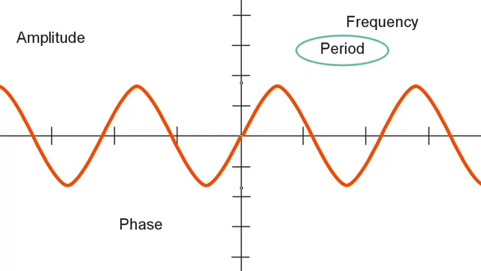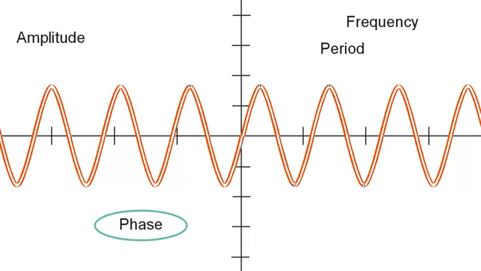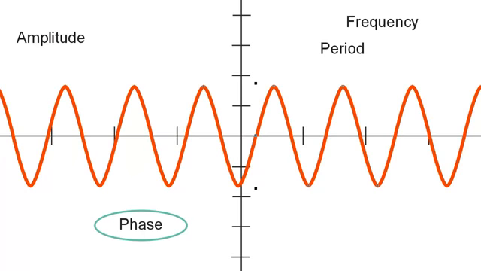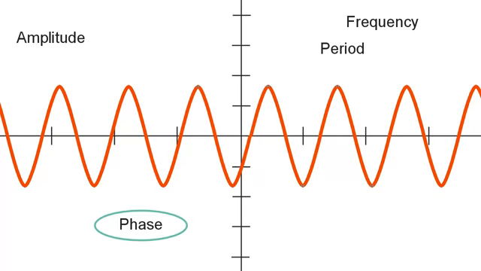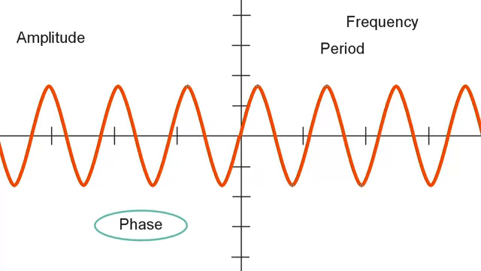Now let's restore the wave to its original stature and think about what happens when we vary the phase of a wave. Well, in that case, the frequency and the amplitude stay the same, or let's just assume that they do. What happens to the wave? It moves either to the right or to the left along the time axis, like that.